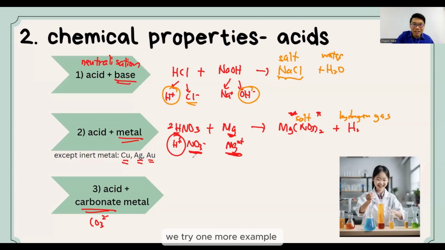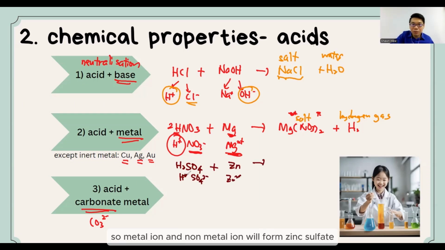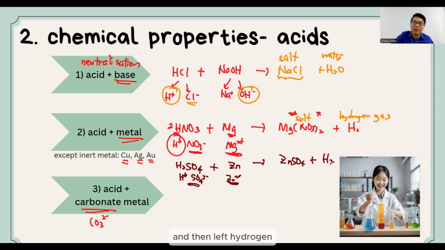We try one more example. Let's say H2SO4 reacts with zinc. H plus, SO4 2 minus, and Zn2 plus. So metal ion and non-metal ion will form zinc sulfate and then leave hydrogen. This equation is already balanced, so it will form salt and hydrogen gas.